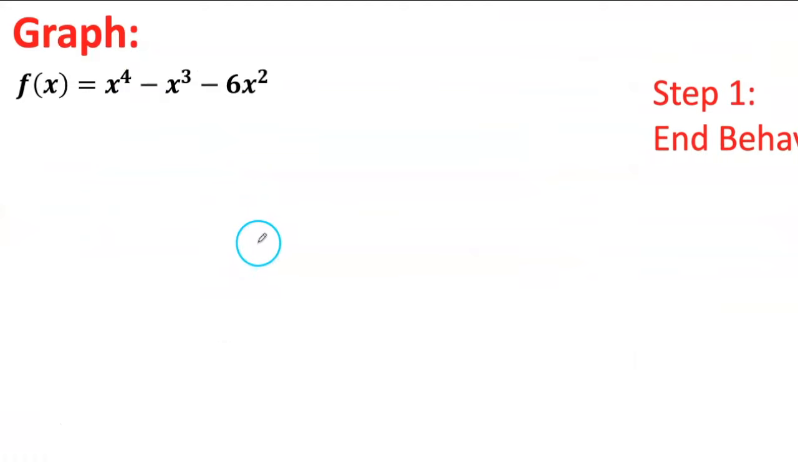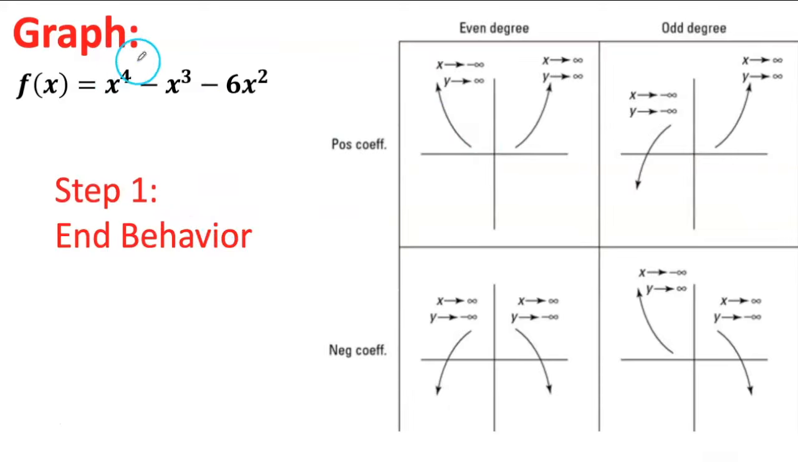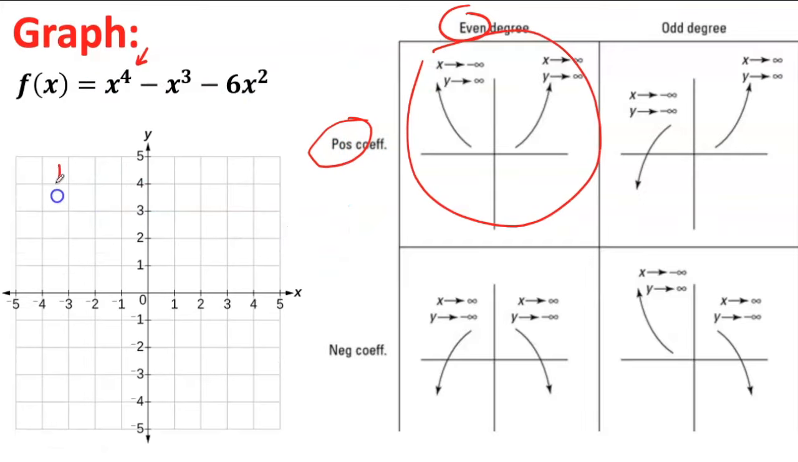Now we have our second graph. First thing is end behavior. We bring out a chart. Degree is 4, which is even. My leading coefficient is positive. Therefore, my end behavior is here. All right, so my graph, my left side is going to go up, my right side is going to go up. In the middle, I have no idea.